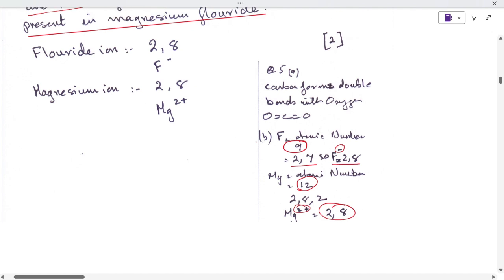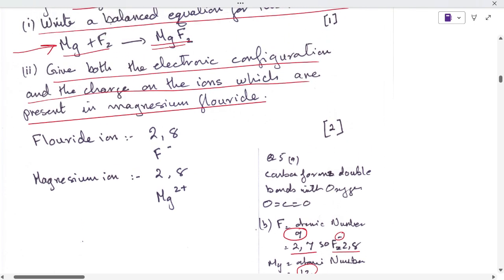So one magnesium is going to lose 2 electrons, and each fluorine is going to gain 1 electron. Now I hope you will be able to solve your questions in your exams easily.